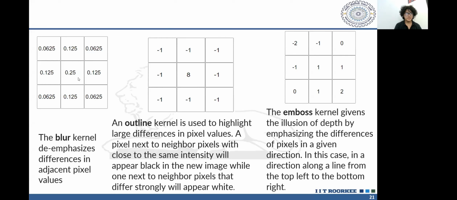So here are some basic kernels. This is a blur kernel. The blur kernel takes care of the adjacent pixel values, and it reflects the adjacent values, and it smoothens out the pixel values by its surrounding pixel values. So this is a typical blur kernel, although not every blur kernel is represented in this way.